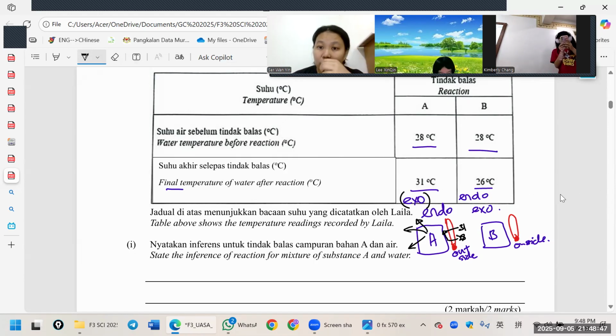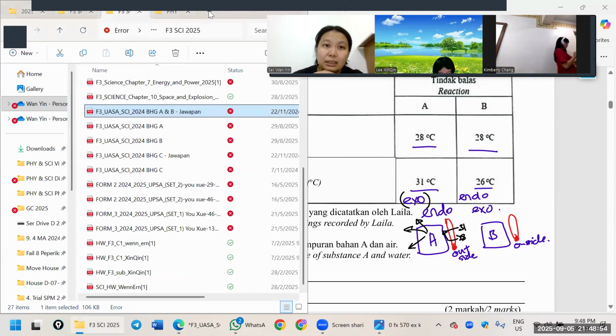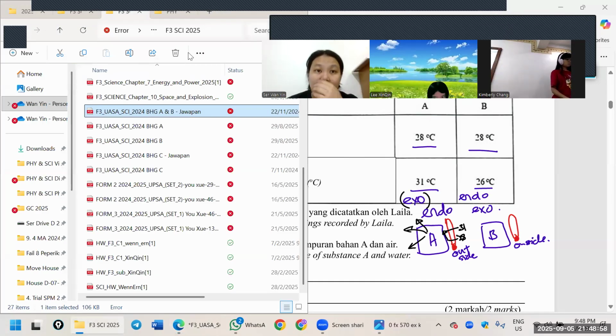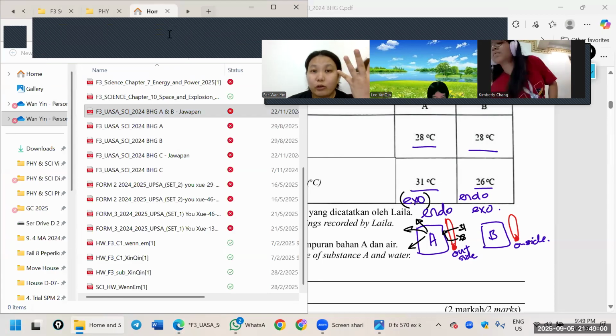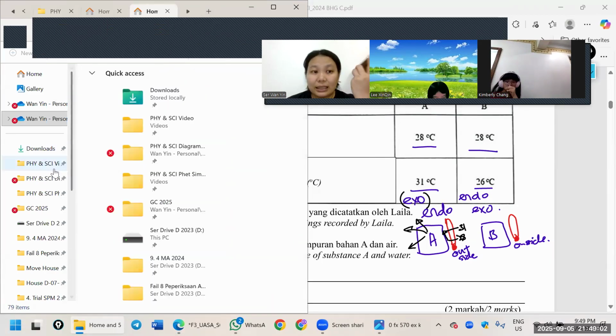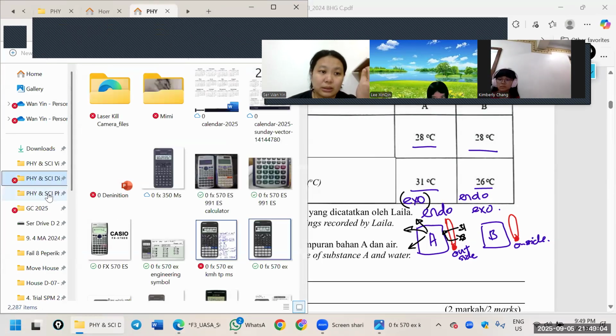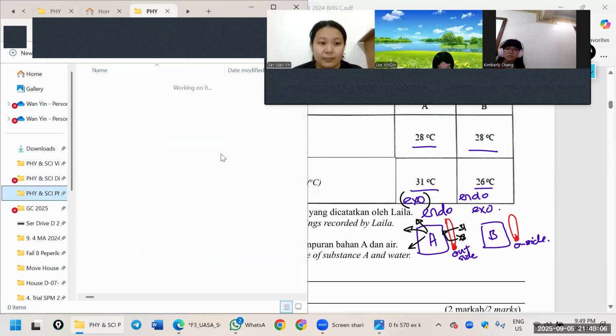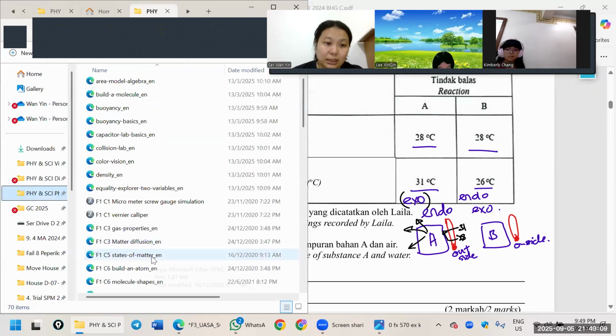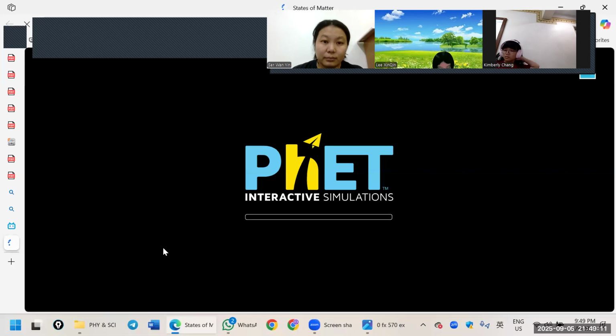So this A should be exo. Why is it considered outside? The thermometer is always considered outside. You all need to memorize this, because Form 4 science and chemistry also have the same thing. You will learn these things again.